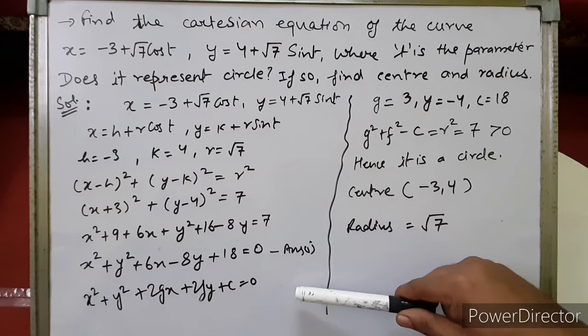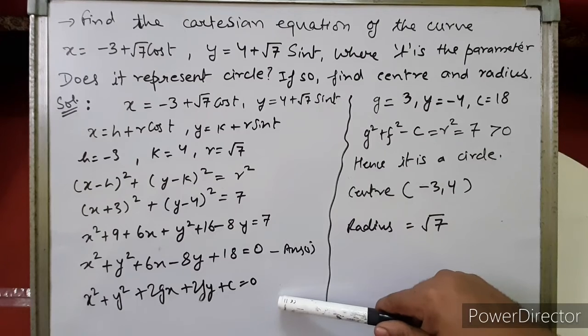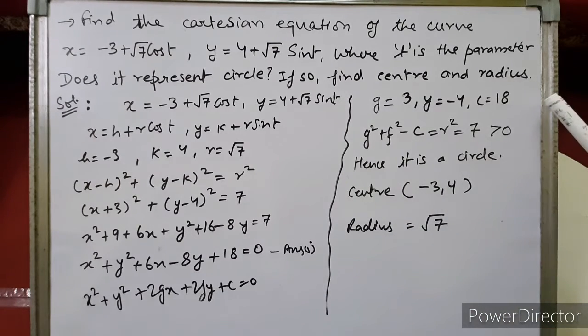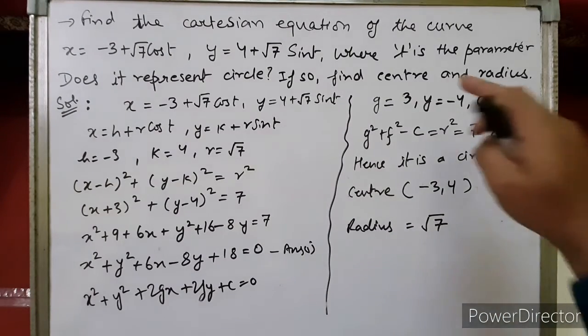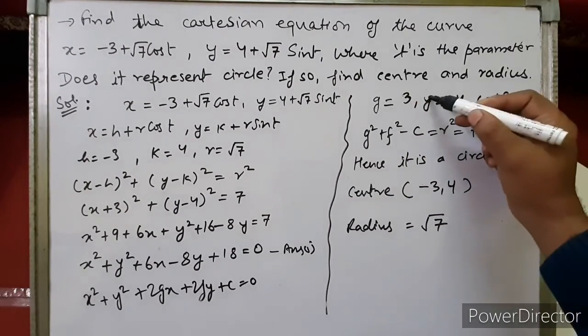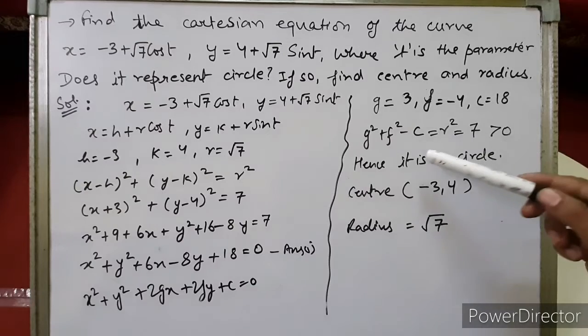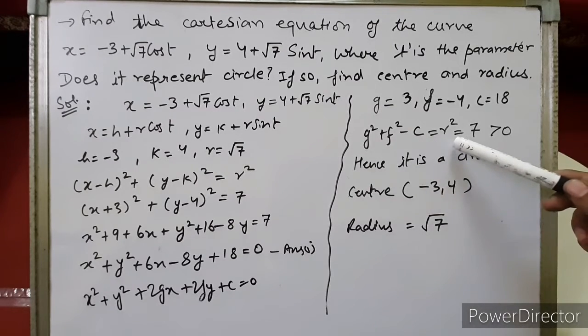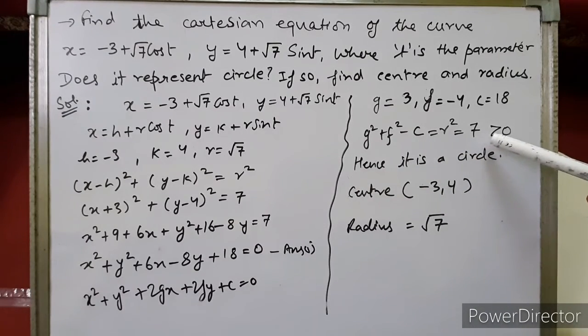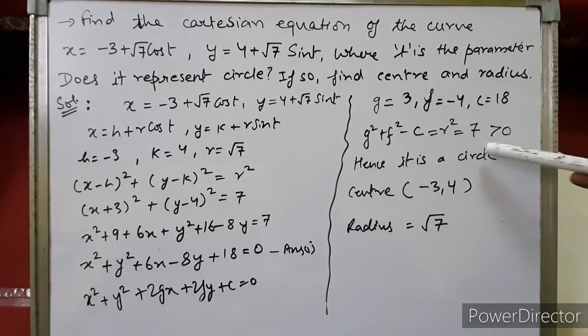Now we have to comment on whether it represents a circle or not. When we compare this with x square plus y square plus 2gx plus 2fy plus c equals 0, we get g as 3, f as minus 4 and c as 18. Do not get confused. When we find g square plus f square minus c, which is the value of r square, it is 7, which is greater than 0. So we know that it is a circle.